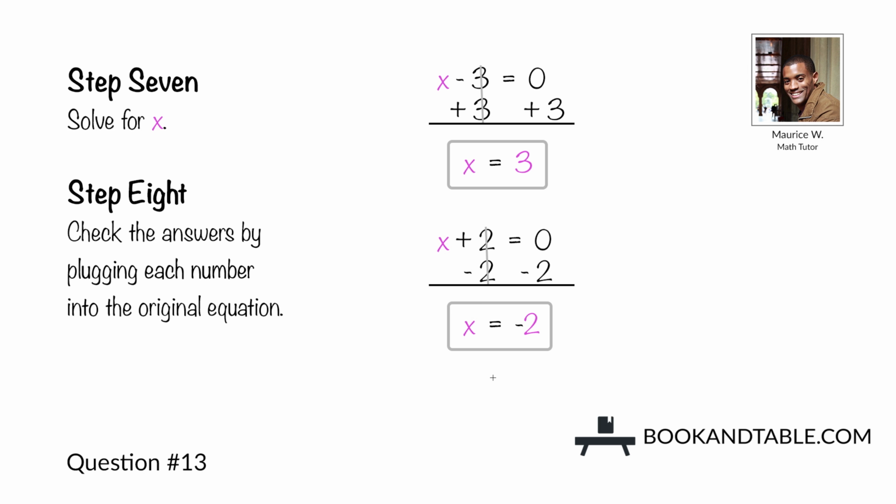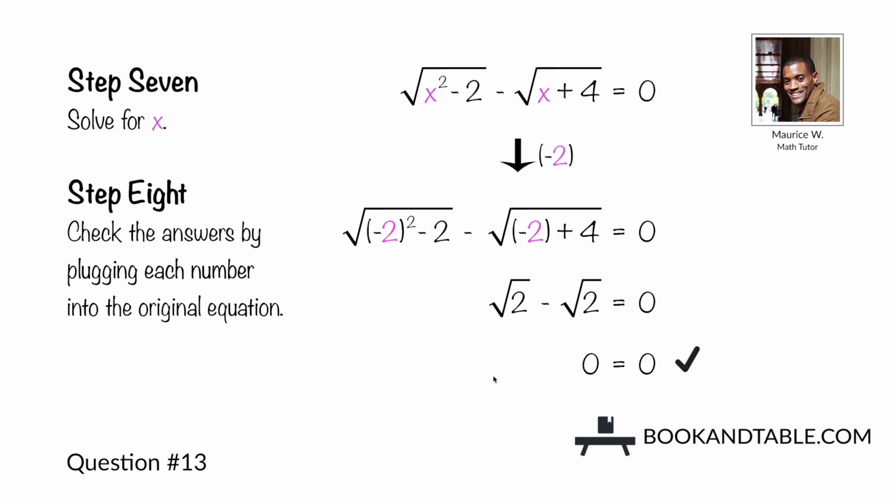And now we check the answers by plugging each number into the original equation. The square root of x squared minus 2 minus the square root of x plus 4 is equal to 0. So we'll first plug in negative 2 in for x. Negative 2 squared is 4. 4 minus 2 is 2. Negative 2 plus 4 is 2. The square root of 2 minus the square root of 2 is 0. So since this shows that the left side equals the right side, x did in fact equal negative 2.